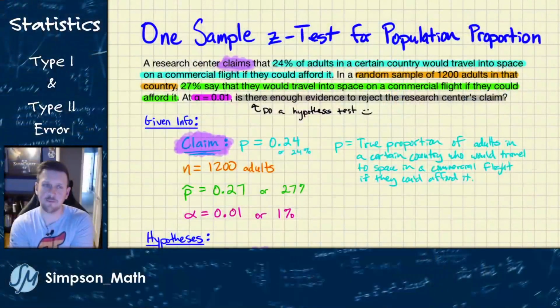So let's go ahead and take a look at this first example. It says, a research center claims that 24% of adults in a certain country would travel into space on a commercial flight if they could afford it. In a random sample of 1,200 adults in that country, 27% say that they would travel into space on a commercial flight if they could afford it. At alpha equals 0.01, is there enough evidence to reject the research center's claim?